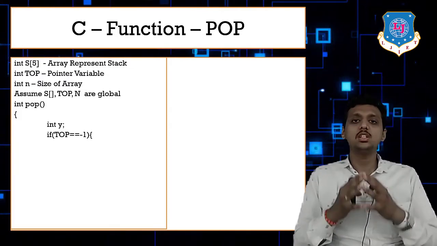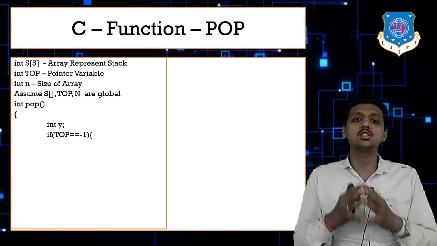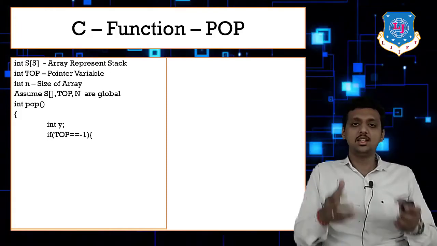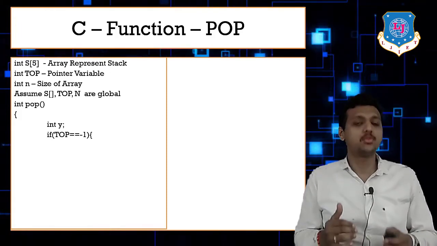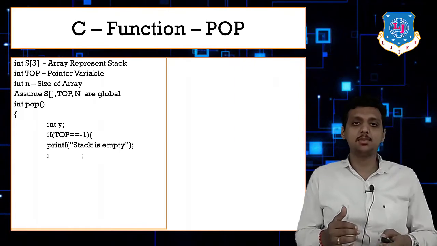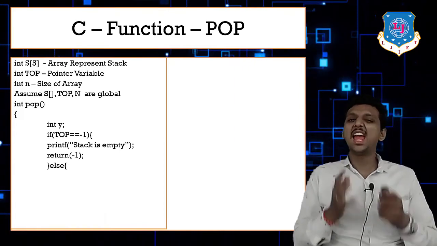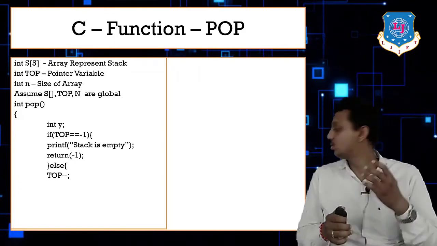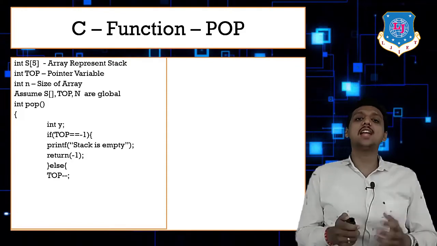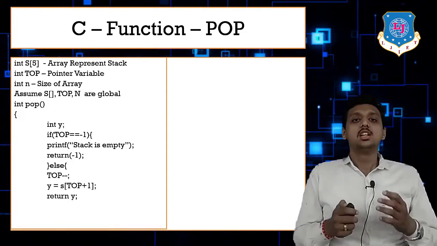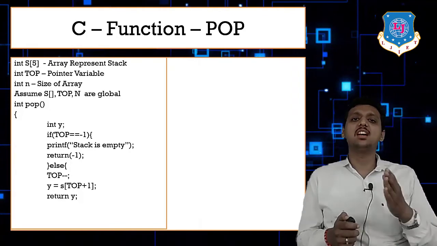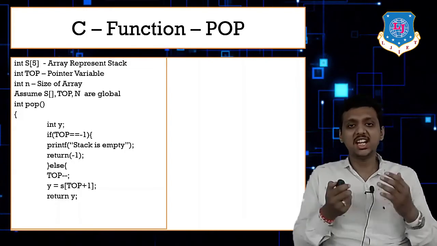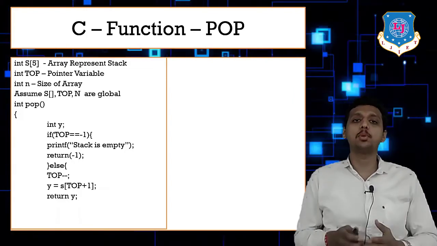Why is it -1? Students, remember in the algorithm the index starts from 1, but in a program the index starts from 0. So when your stack is empty, your top is pointing at the -1 position. Fine. So next we print stack empty. Next, return -1. Else, what do you need to do? First, you just need to decrement our top pointer. So here I am decrementing my top pointer, top minus minus, and then return s of top plus 1. Here, instead of return s of top plus 1, students, I can assign the value s of top plus 1 to y and then return y. That is my logic. You can directly write return s of top plus 1.